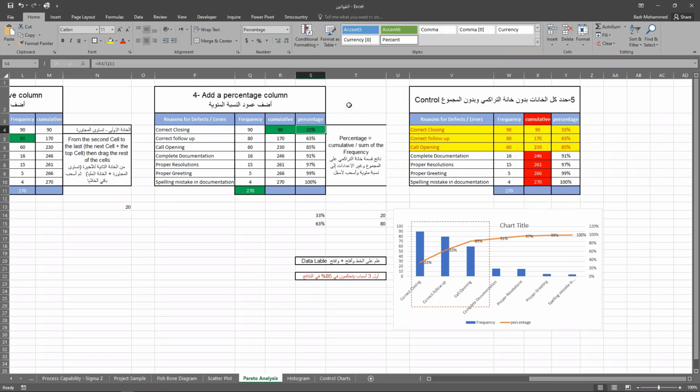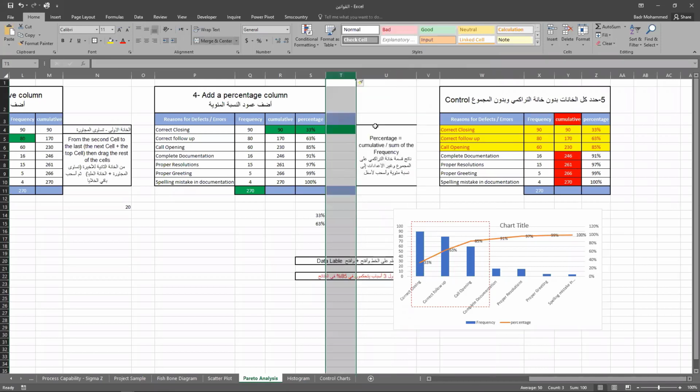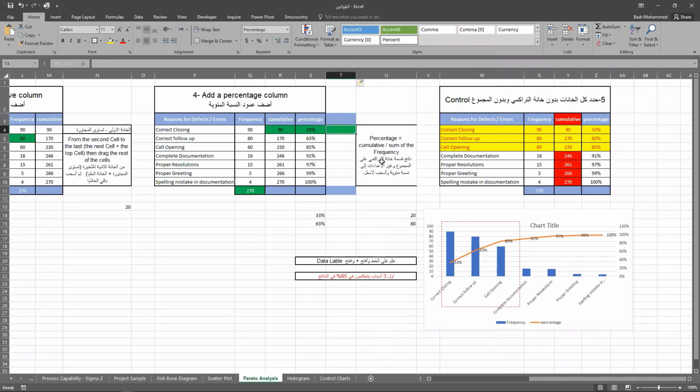Okay, let me insert one here. According to this law, percentage equals the cumulative divided by the sum of the frequency, or the total of the frequency. This is the frequency, correct? This is the total of the frequency. If you want to calculate the percentage, this is a cumulative number, okay? This one divided by the total of the frequency, which is 270.